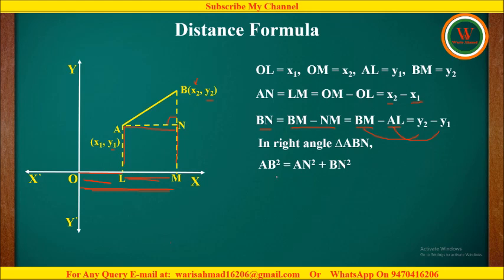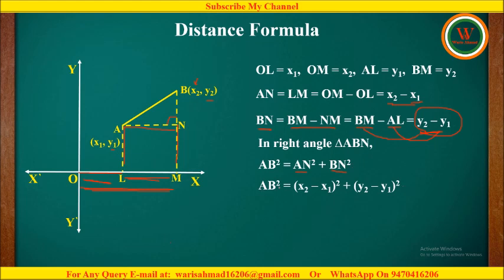So AB square will be as it is. In the place of AN, we can place x2 minus x1. In the place of BN we can write y2 minus y1. So the same thing we can write here: AB square will be as it is. In the place of AN we can write x2 minus x1, and since AN is squared, we put the square. Then the value of BN is y2 minus y1, so we can place y2 minus y1 here, and since BN is squared, we put the square.